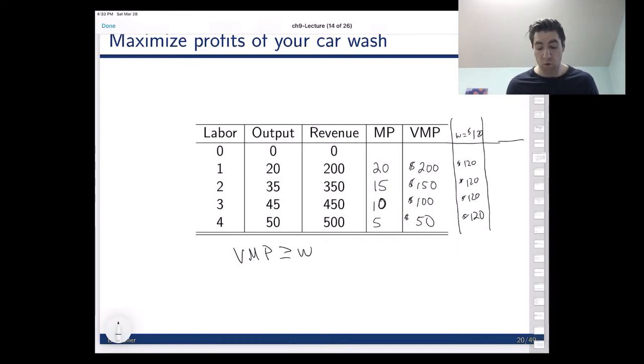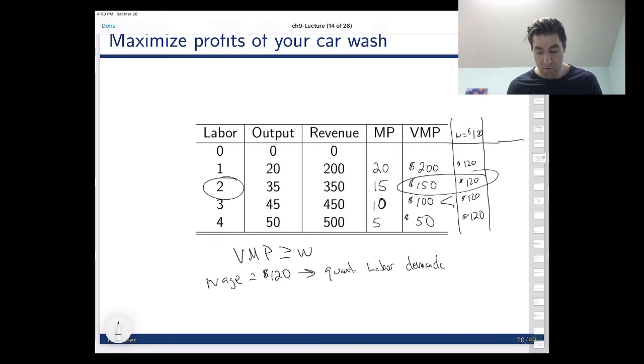Well, now if I hire that 3rd worker, the value of the marginal product, they add $100 to my revenue by making 10 extra car washes sold at $10 each. But I'm going to have to pay them $120, and so the value of the marginal product is less than the wage. So the last point where it's positive is at 2 workers. So when the wage is $120 per worker, the quantity of labor demanded is 2.